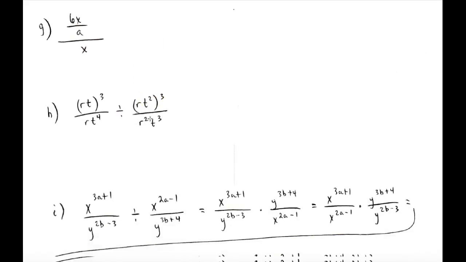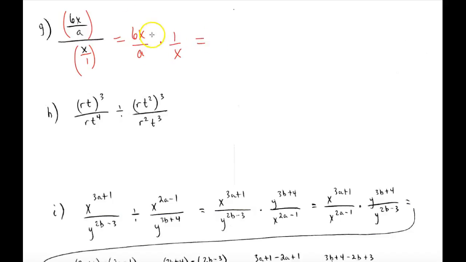All right, so from this point here, we'll keep on. So in this case, we have 6x divided by a, all that divided by x. And so first thing that we want to note is that x here is the same as x divided by 1. So we could sort of look at it this way. And then from there, we have 6x divided by a times 1 over x. We see that we have a common factor of x. That reduces to 1. And so when we multiply what's left, we just have 6 in the numerator, a in the denominator. Okay.